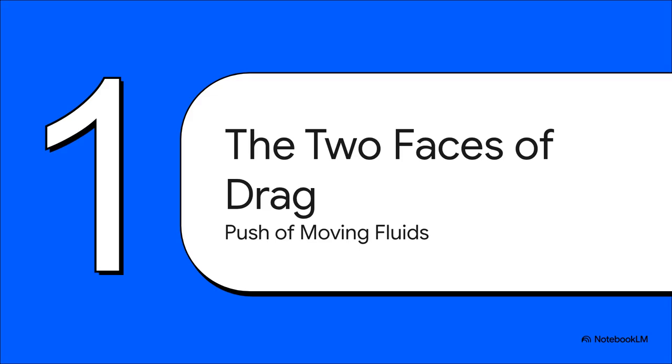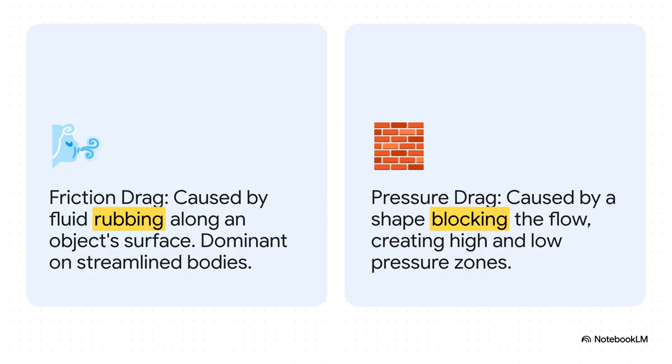But here's the thing. This force we call drag isn't just one single thing. Nope. It's actually the combination of two totally different things happening at the same time, all over an object's surface. So let's break down these two faces of drag. Okay, so on one hand, you've got friction drag, and that's pretty much what it sounds like. It's the fluid literally rubbing along the surface of the object, kind of like a sticky shear force.